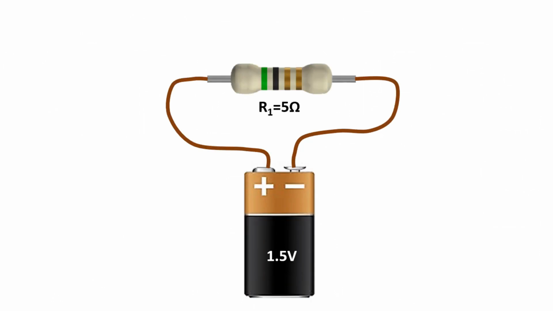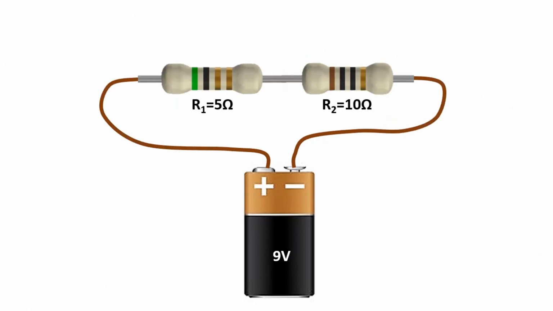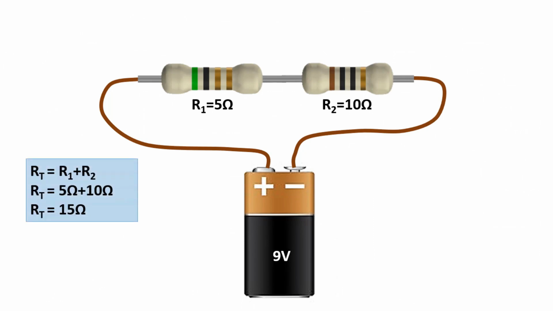If there is only one resistor in the circuit, the voltage across this resistor will be equal to the source voltage. The voltage across this resistor will be 1.5 volts. What if there are 2 resistors? First, we need to calculate the total resistance. Here, the total resistance value is 15 ohms, from the sum of 5 ohms plus 10 ohms. The current value is 0.6 amps, from 9 volts divided by 15 ohms.